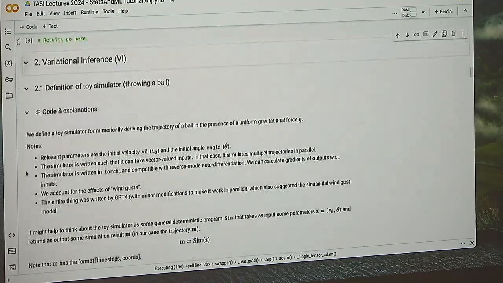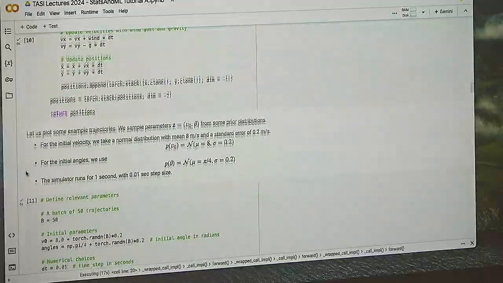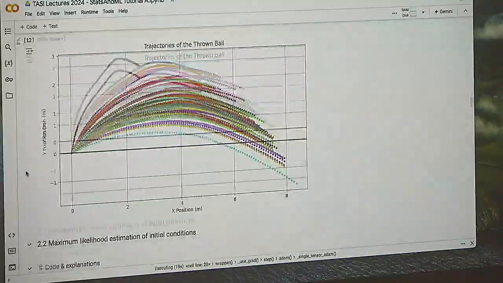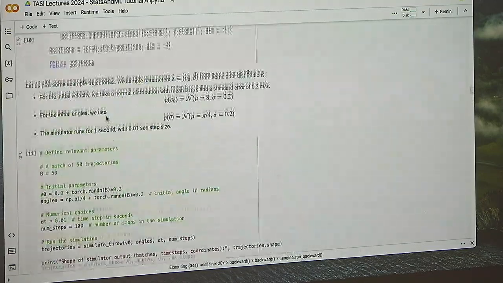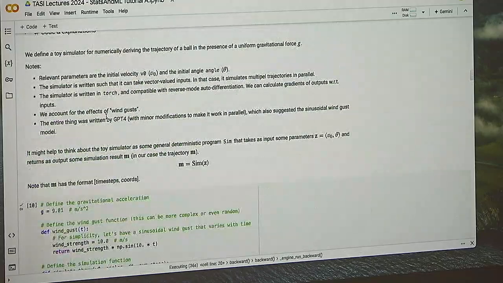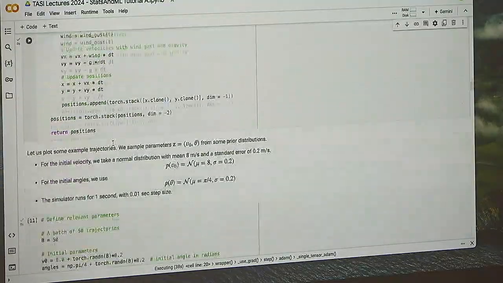Then there's this variational inference part. For this, I wrote a little simulator that starts throwing balls from here with different angles and velocities. There's also wind, which is why these trajectories look so funny. GPT-4 came up with this sinusoidal wind model. I don't know, I kept it.